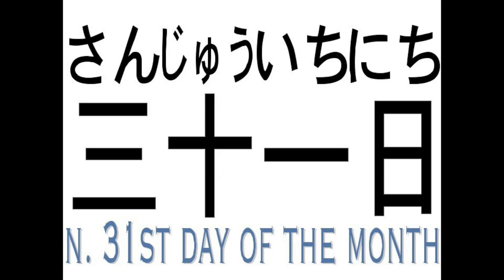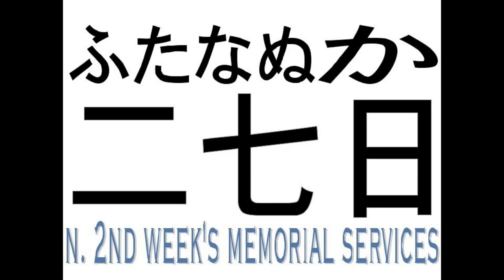There are a couple important days that are recognized by the Japanese that use this kanji. The first of which is Futananuka, or Futananoka. This is the second week's memorial services, recognizing the 14th day after the death of an individual. Well, rather, the second group of 7 days after an individual's death, which you recognize with certain rituals. So those memorial services are known as Futananuka or Futananoka.